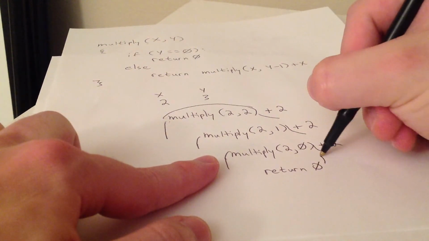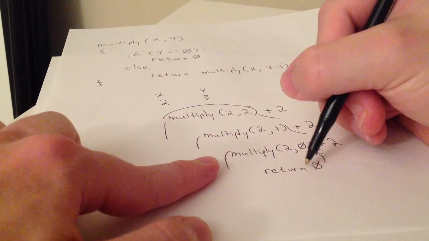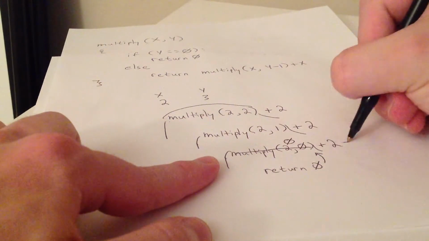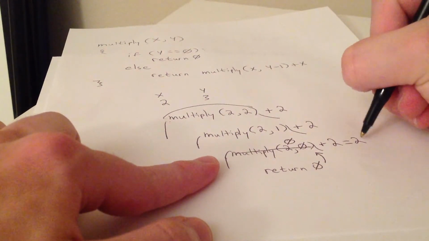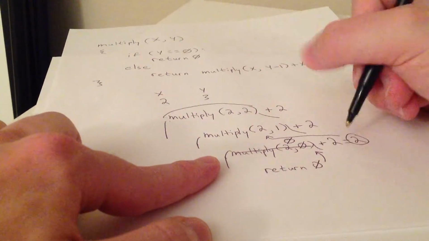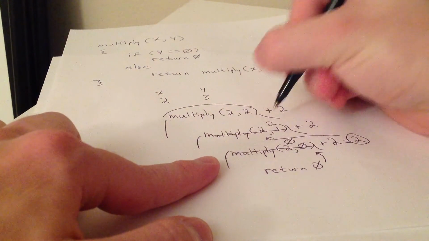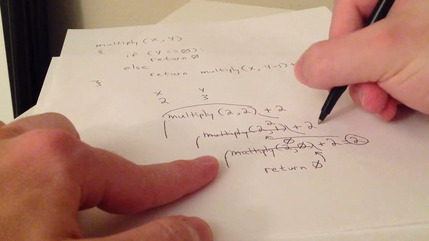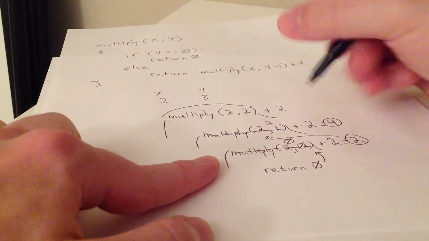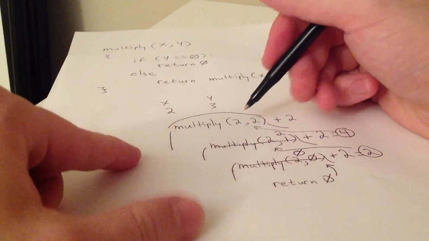So then we start passing up the chain. Okay? So multiply 2, 0 gave us the result 0. 0 plus 2 gave us the result of 2. So we bring that back up here. So multiply 2, 1 gave us the result of 2. So we put our 2 in right there. 2 plus 2 is, of course, 4. We take our result here and return it as our result of multiply 2, 2.